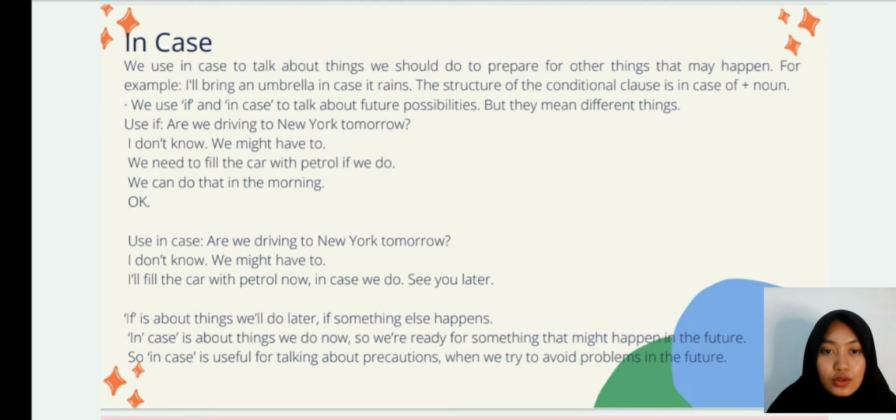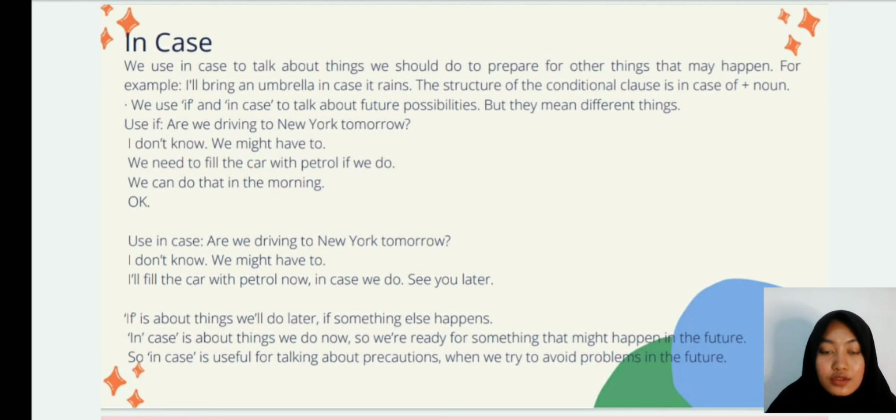The structure of the conditional clause is in case of plus noun. We use if and in case to talk about future possibilities, but they mean different things. Example, using if: Are we driving to New York tomorrow? I don't know, we might have to. We need to fill the car with petrol if we do. We can do that in the morning.